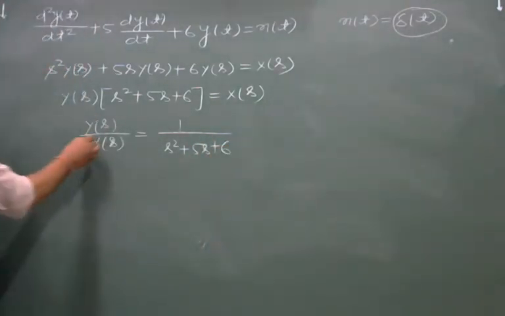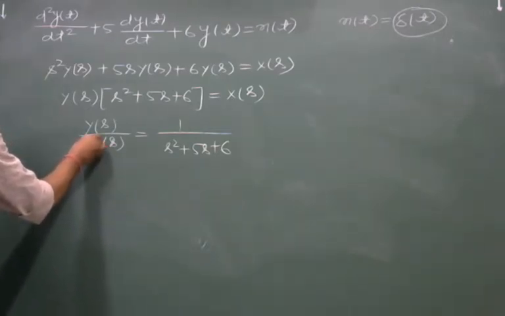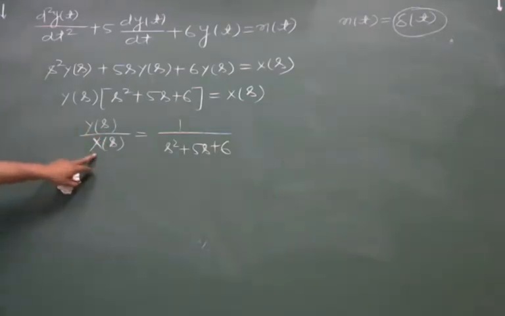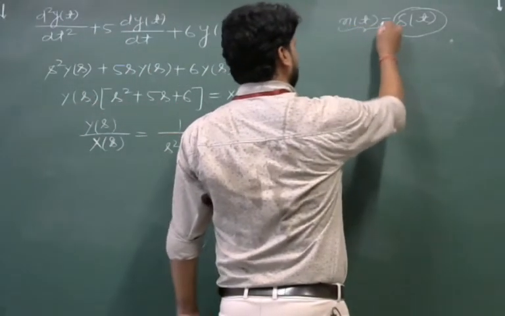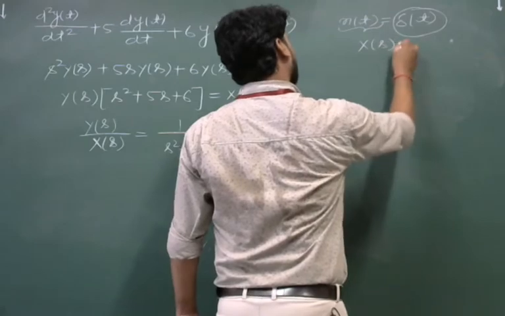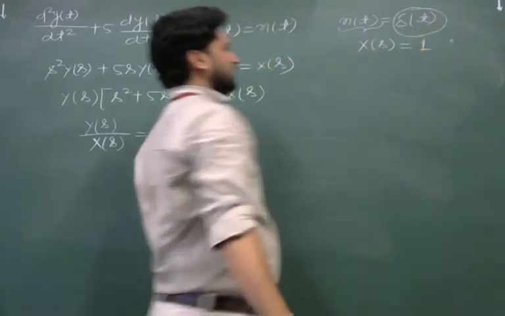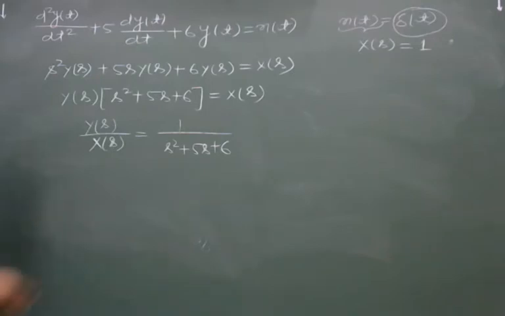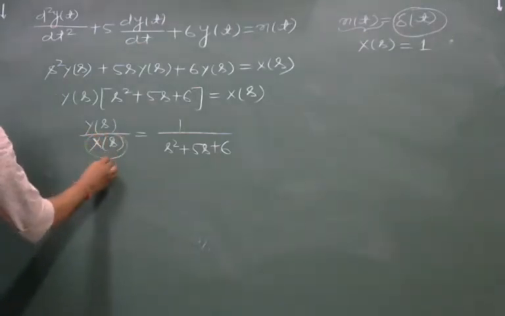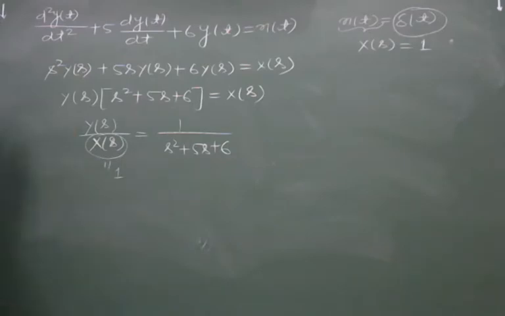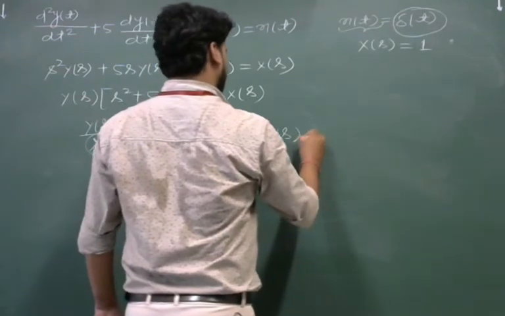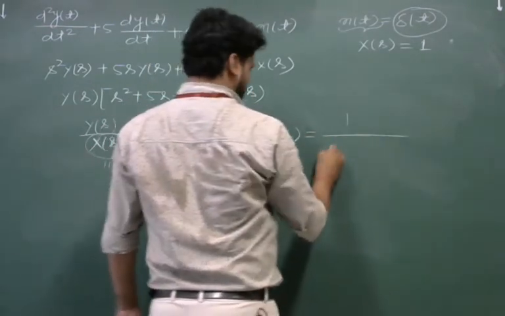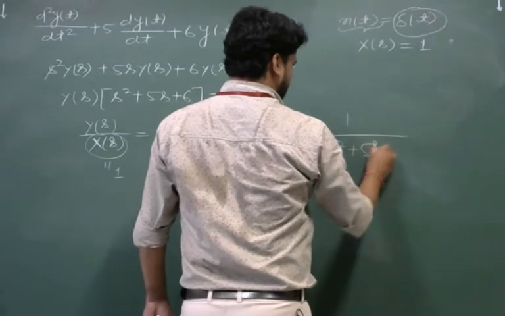But what is additionally given in the question is that x(t) is an impulse. The input to the system is an impulse, and if the input to the system is an impulse, then X(s) will be equal to the Laplace transform of δ(t), which is equal to 1. It means that in place of X(s), I can put 1 here. So from here Y(s) will be equal to 1/(s² + 5s + 6).